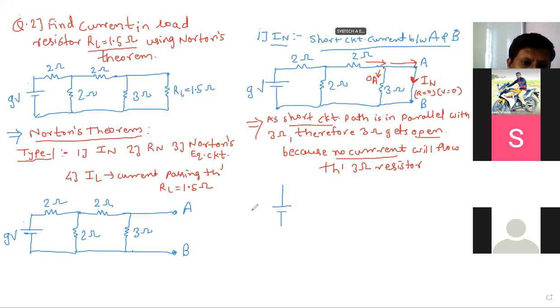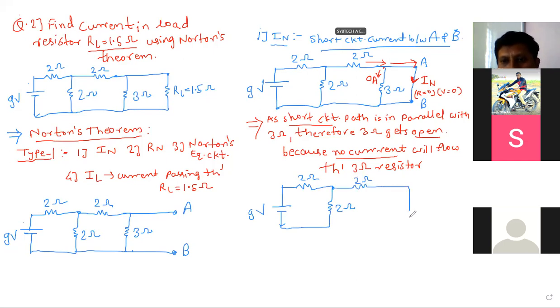So this is 9 volt. This is 2 ohm, this is 2 ohm, this is 2 ohm. And this is open, the 3 ohm is open. This is terminal A, this is terminal B. So we have to find out this current, this current IN. How to find out this current now?